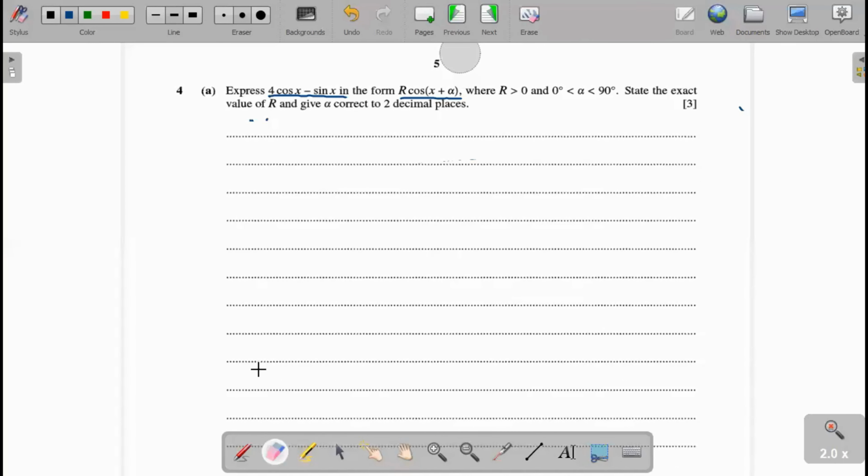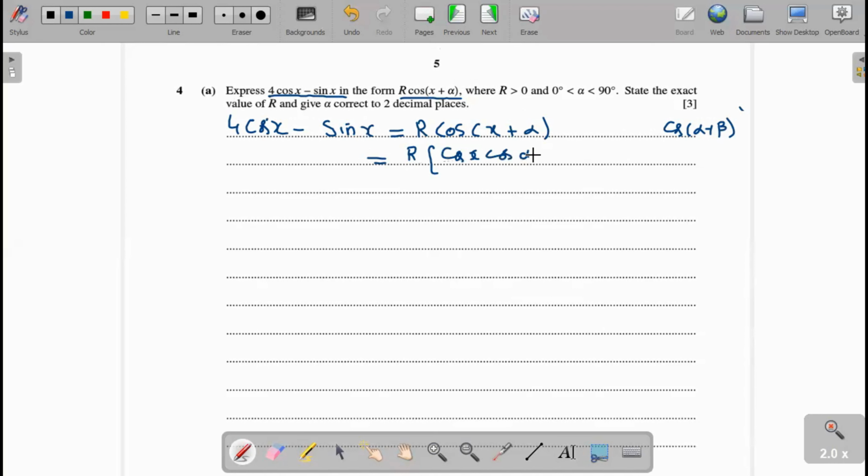Now to go to the next part. Question 4, part A: express 4 cos x minus sin x in the form r cos(x plus alpha), where r is greater than 0. Now we can write 4 cos x minus sin x equal to r cos(x plus alpha). Now this right hand side can be written using the formula for cos(alpha plus beta), and this formula is also given in your formula sheet. Now we can write it as r cos x cos alpha minus sin x sin alpha. Therefore, we can write it as r cos x into cos alpha minus r sin x into sin alpha.